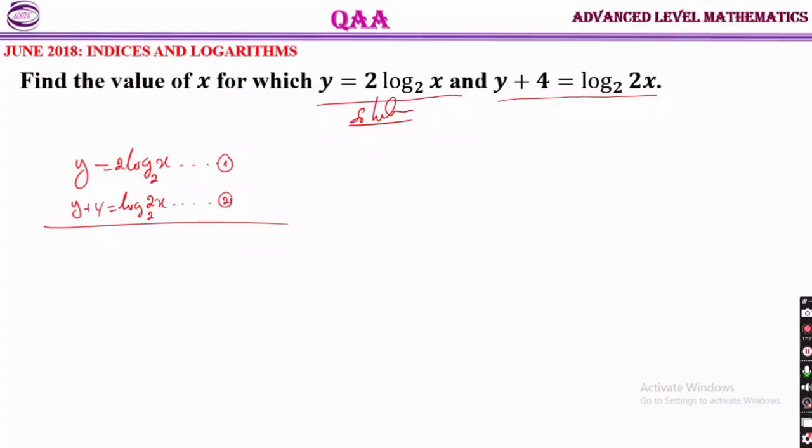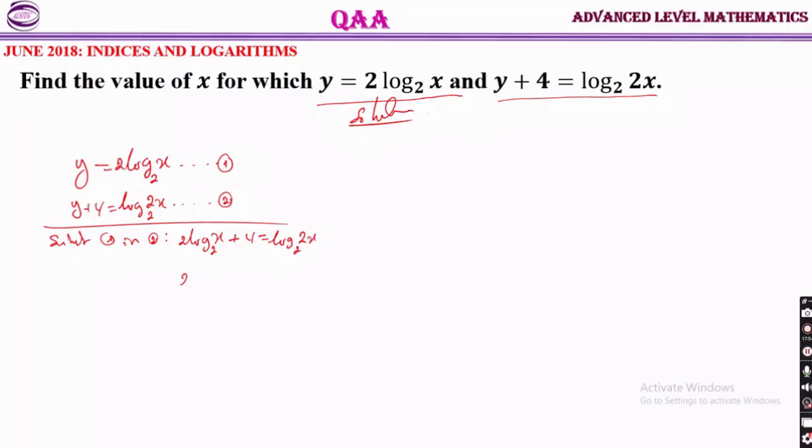So from these two equations, I can just substitute equation 1 into equation 2, okay? So we can say substitute 1 in 2. That will mean 2 log to the base 2 of x plus 4 is equal to log to the base 2 of 2x. Now bring like terms together.